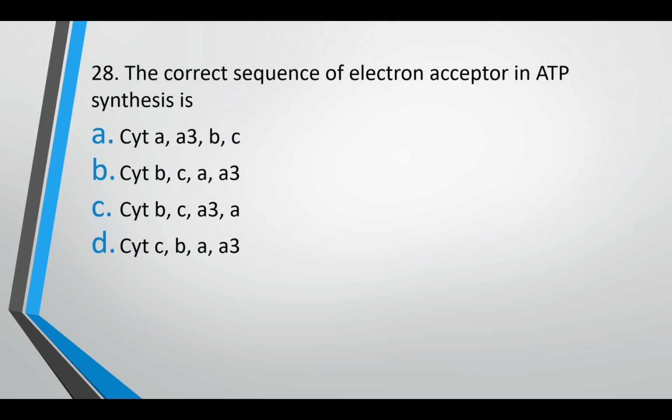The correct sequence of electron acceptors in ATP synthesis is cytochrome A, cytochrome A3, cytochrome B or cytochrome C. Option B, cytochrome B followed by C, A, then A3. Option C, cytochrome B followed by C, then A3, A, or option D, cytochrome C, cytochrome B, cytochrome A, cytochrome A3. The correct answer is option B, cytochrome B followed by cytochrome C, then cytochrome A, which then goes to cytochrome A3.